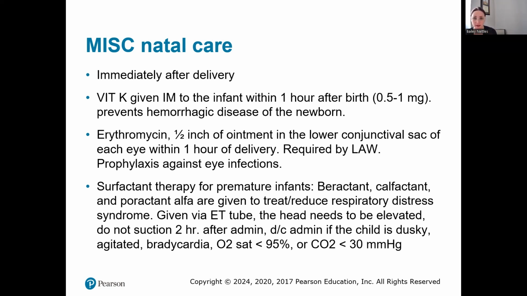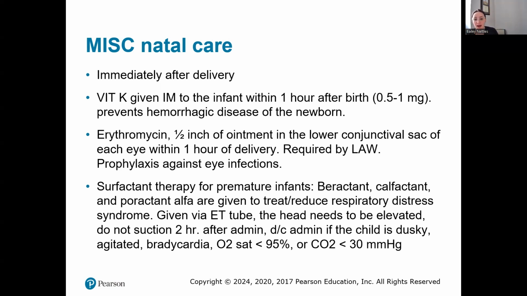It helps them prevent unknown hemorrhagic disease that you don't know and you can't test for weeks. They also use erythromycin ointment. It's a 1/2-inch strip in the lower conjunctival sac of each eye. 1 hour after delivery is required by law, and it is a prophylactic against eye infections. Usually if you had a precipitous delivery and they had like some kind of active STI or something like that, they'll put the erythromycin and it kind of prevents getting the infection in your eye.